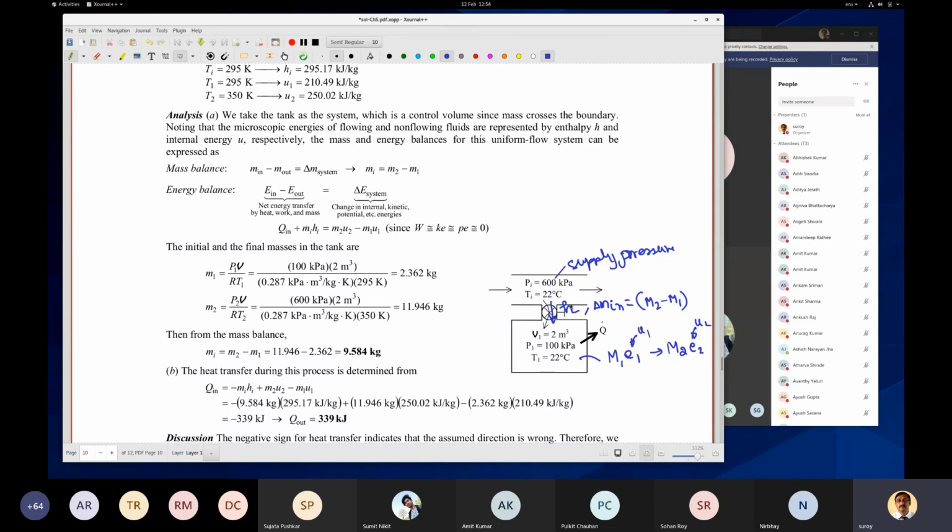I told you why are you using enthalpy and not internal energy U? Because you are also accounting for the flow work, U plus PV. So this is coming in. So this is how you have to do the balancing, right? Ultimately, finally, when the supply pressure equals the tank pressure, when this pressure of 100 kilopascal becomes equal to 600 kilopascal, this will stop, right? So let us stop it here. So you can set up this and then solve it like this. Okay.